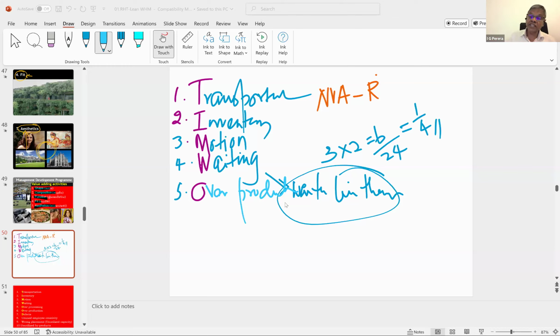So overproduction is a process which creates some more waste. And that is killing actually organizations. Overproduction. And the sixth one will be overprocessing.